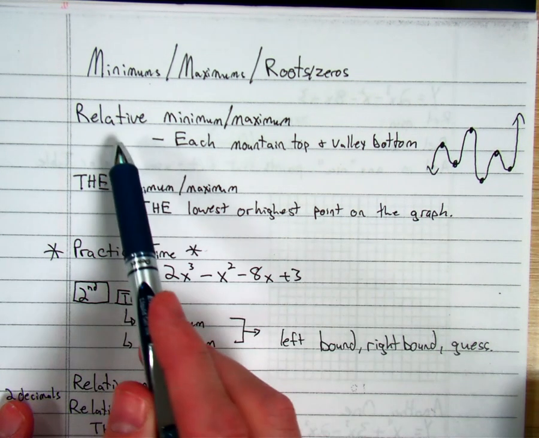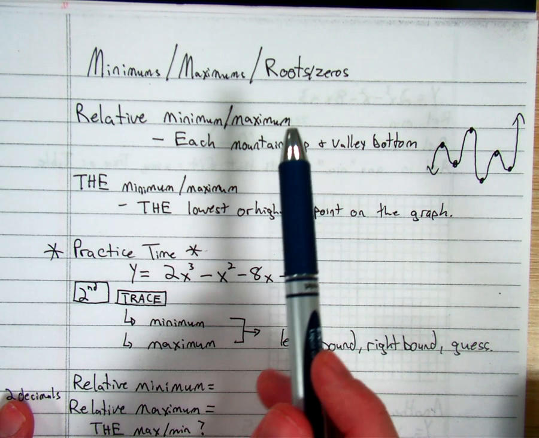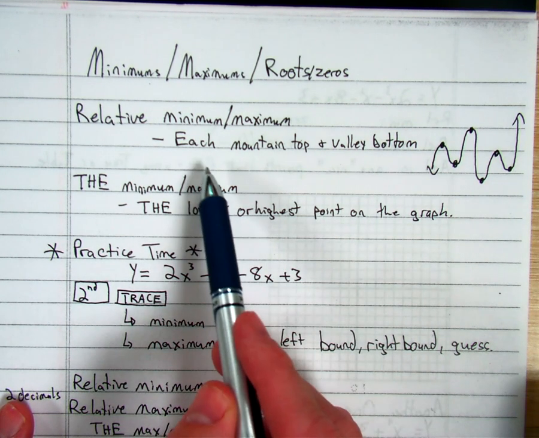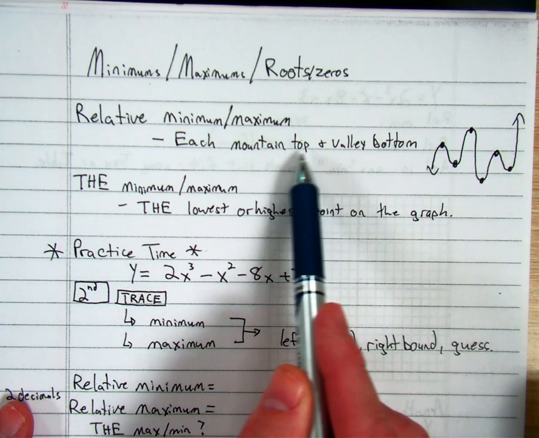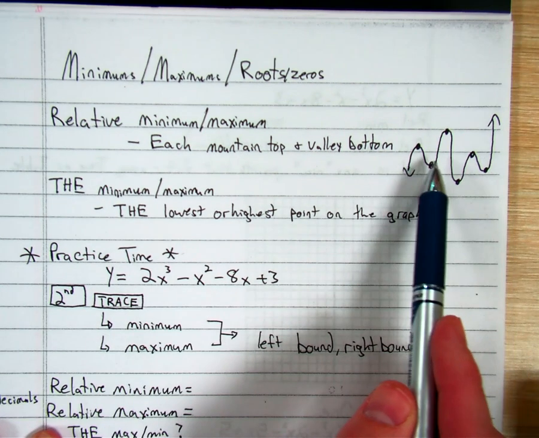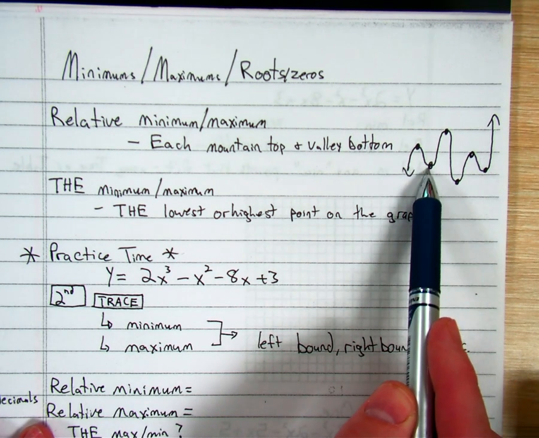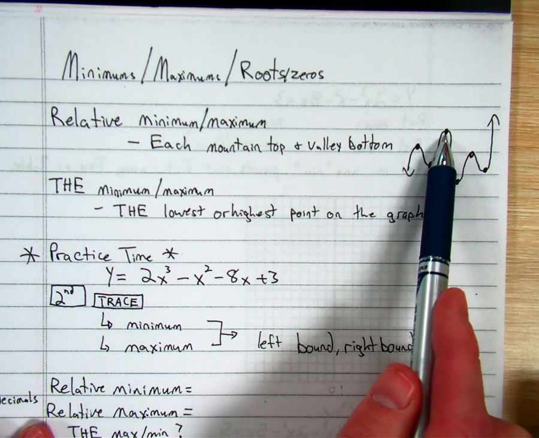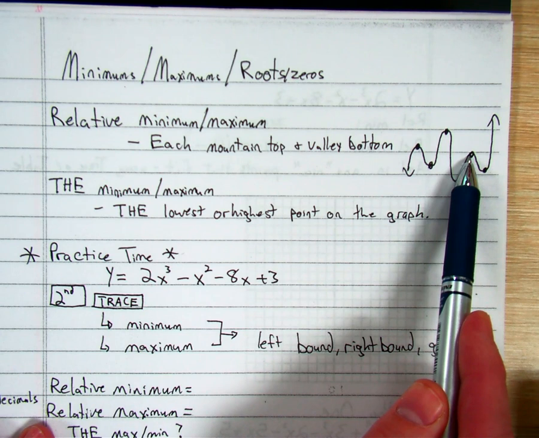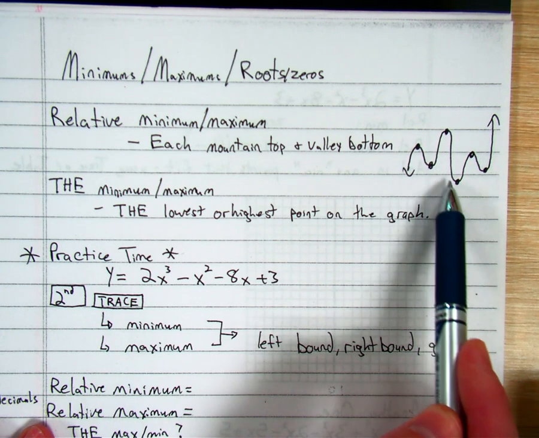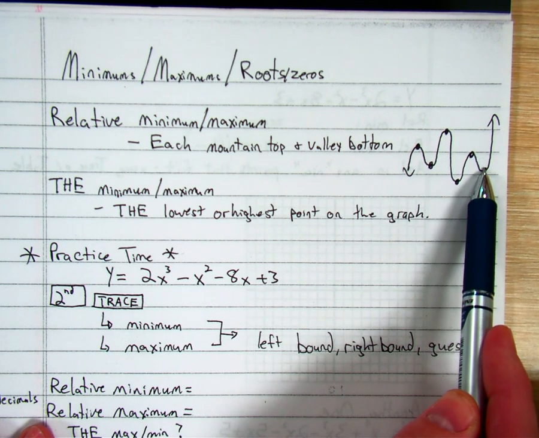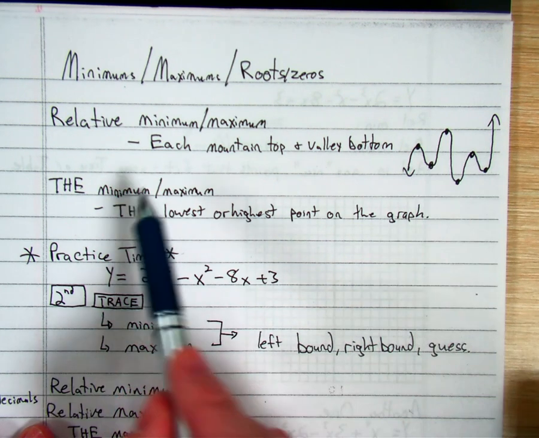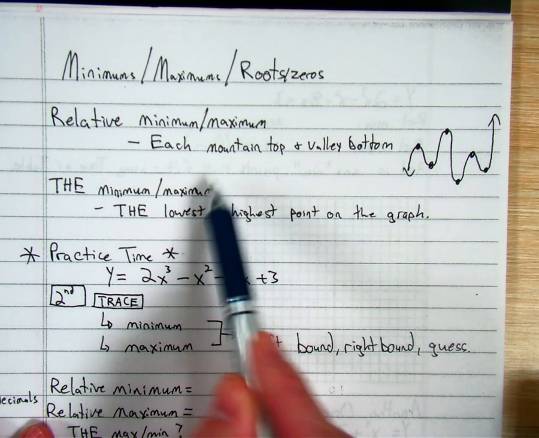Okay, we're going to be talking about relative minimums and relative maximums. They are each mountaintop and valley bottom. Every top of the hill or bottom of the valley is a relative maximum or a relative minimum. None of them were the minimum or the maximum.